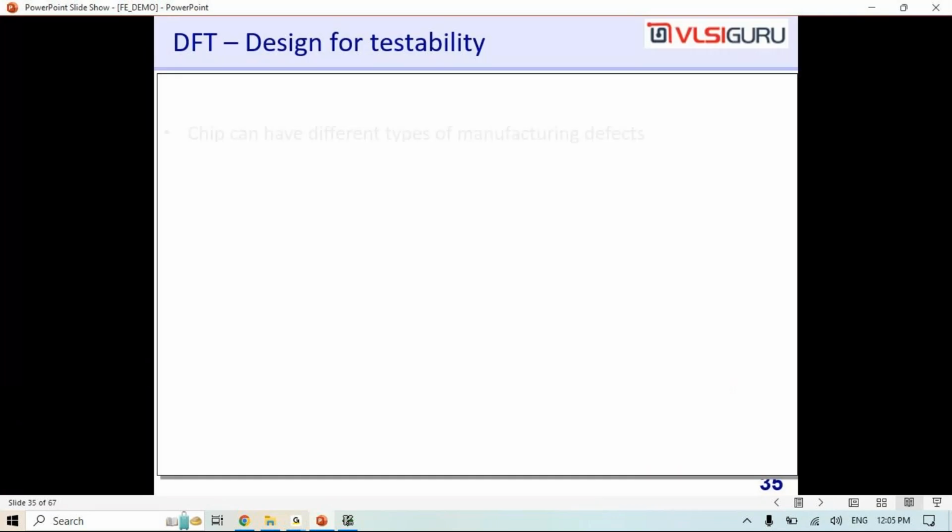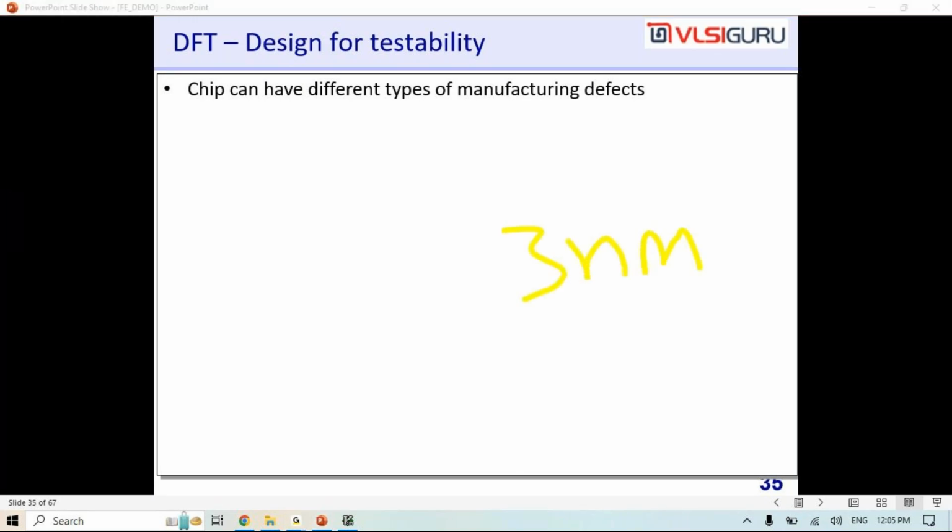See, DFT stands for design for testability. What happens in the chip, right? When you're fabricating at a very low technology node. What is the current technology node? 3 nanometer. You may even have something coming in the 1 nanometer node also, but let's not talk about that. 3 nanometer is very, very small. You cannot even imagine how small it is.